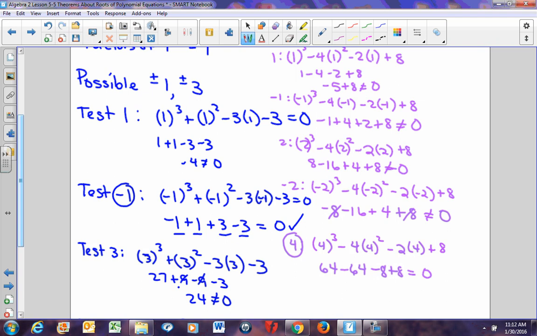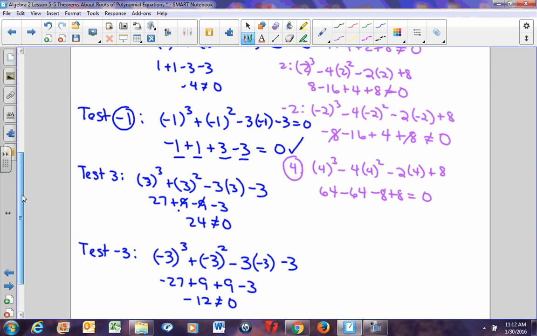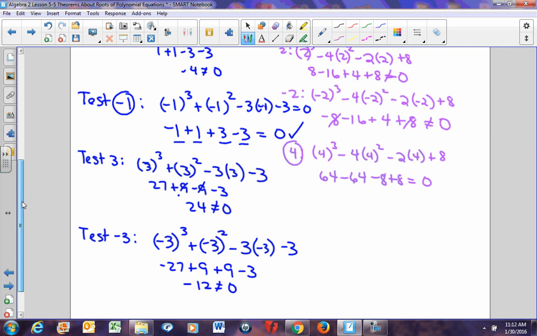Now I can continue to keep testing all the rest of them. I can test -4, then I can test positive 8, and then I can test -8. Or I can look at this problem, and I can say, okay, my original problem was x^3 + x^2 - 3x - 3.